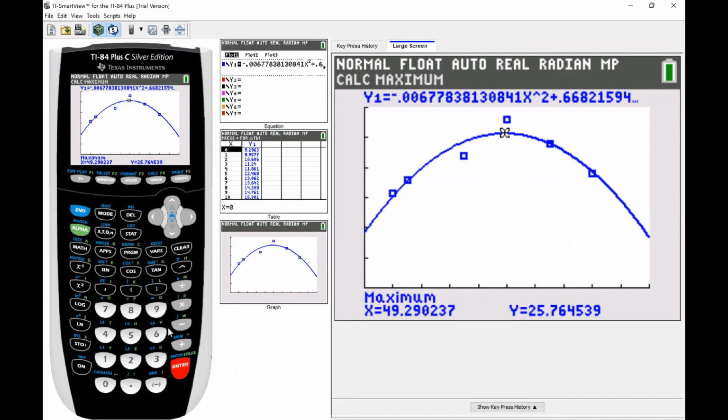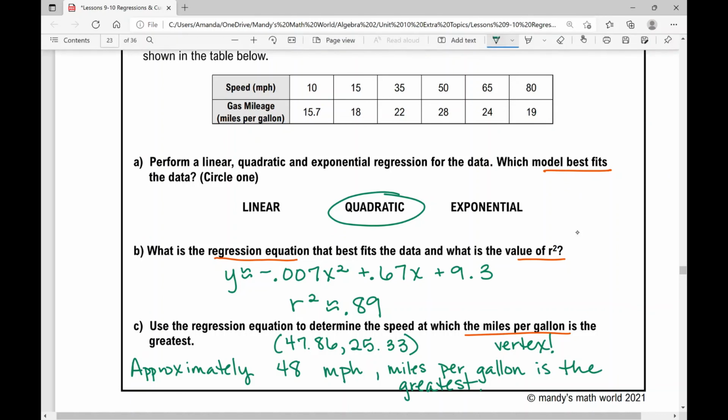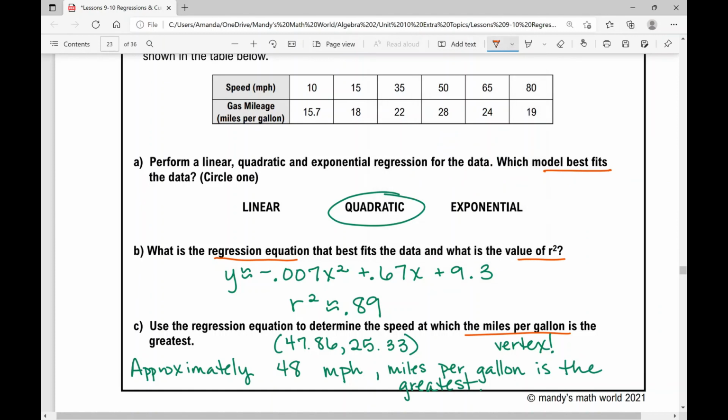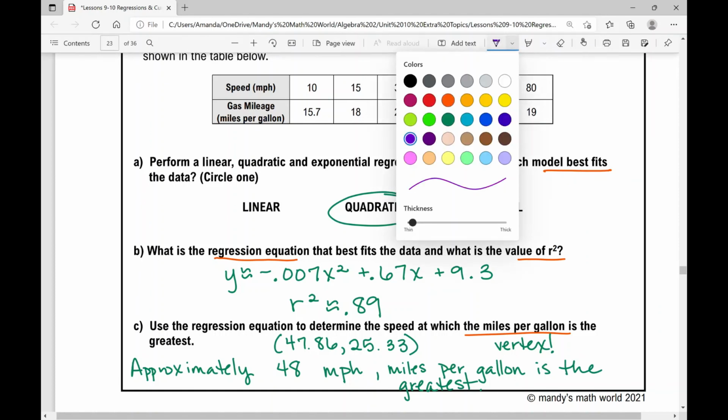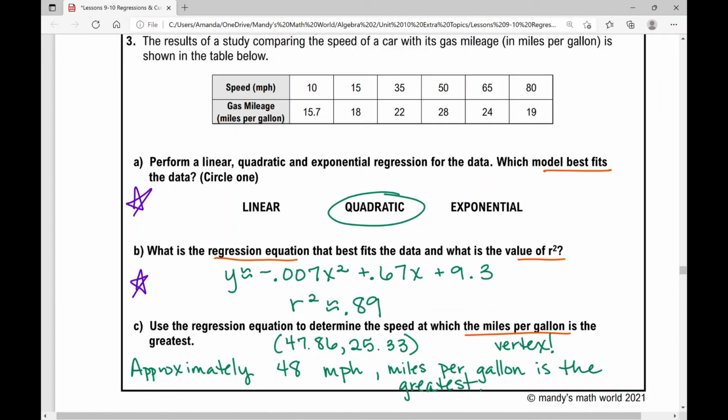So now let's fill in your notes. We've just used our calculator to figure out all of this information, and I filled it in to make sure that you've got it filled in your notes correctly. And as you can see, here, let me change colors. Purple will be good. We used our quadratic regression. We approximated our equation. So y is approximately, so here are your rounded decimals, negative 0.007x squared plus 0.67x plus 9.3. The r squared value was rounded to 0.89.